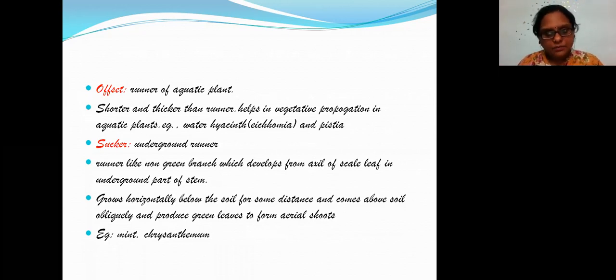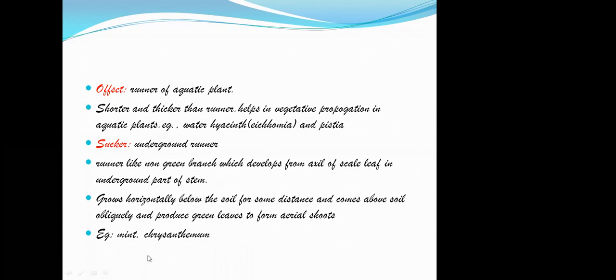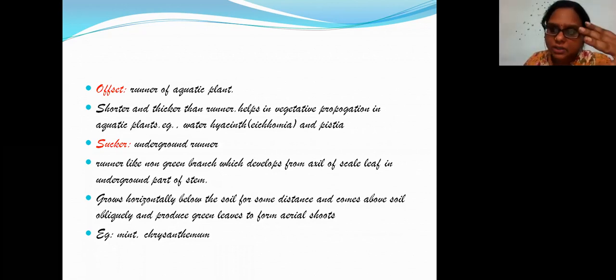Okay, chrysanthemum flowers are also the same thing. It grows down and suddenly it comes out and starts blooming. Clear, students, the offset and the sucker? So see, I have given you the sentences which they'll be exactly asking you in the NEET, and which will help you to differentiate the things.